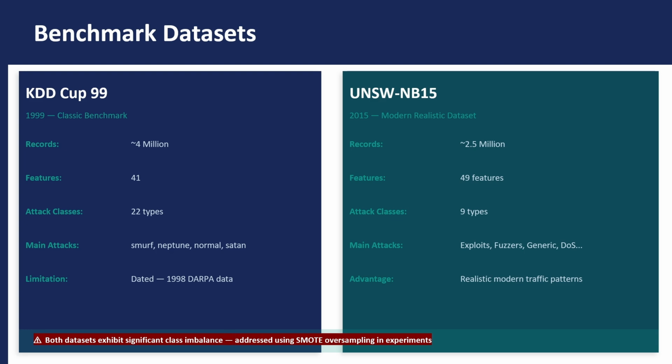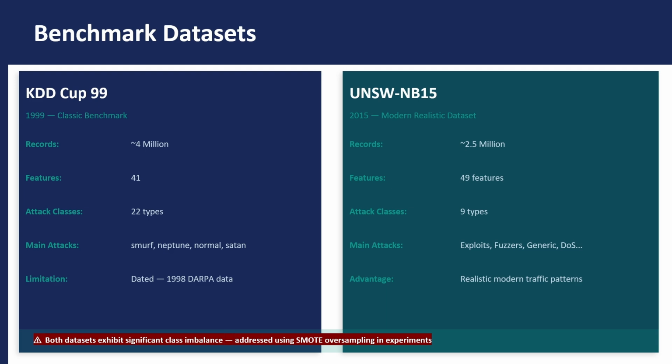The benchmark datasets. For our experiment, we used two well-established benchmark datasets. The first is KDD Cup, a classic in the field generated from 1998 DARPA data. It contains roughly 4 million records, 41 features, and 22 types of attack. The major limitation here is that it's dated. It doesn't reflect modern network traffic well.